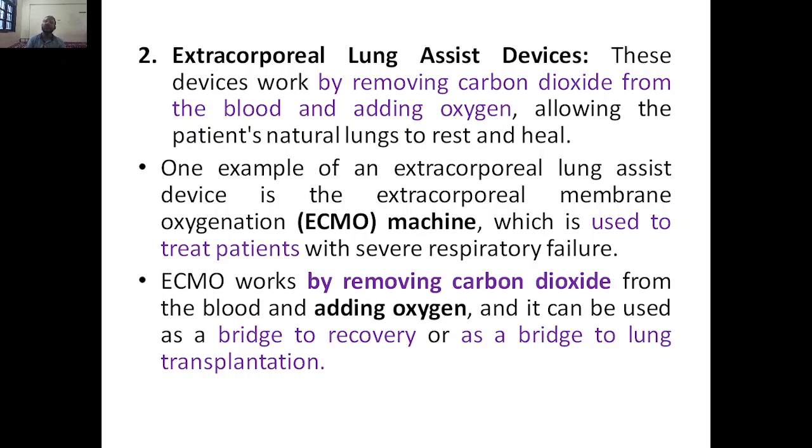Now the ECMO works by removing carbon dioxide from the blood and adding the oxygen. Then it can be used as a bridge to recovery. That means a bridge to recovery in the sense that your particular lung has to recover, right? Or it can be used as a bridge to lung transplantation.